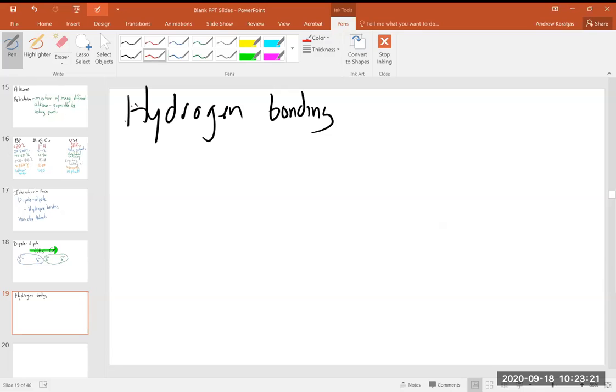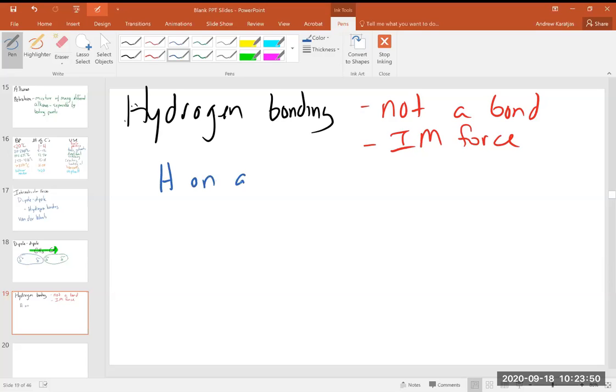Now, we want to be careful and remember, because this is one of those very, very poorly named ideas, because it's not actually a bond. It's another intermolecular force. And specifically, it's a special case of dipole-dipole. This is a hydrogen on a nitrogen, oxygen, or fluorine with a nitrogen, oxygen, or fluorine.